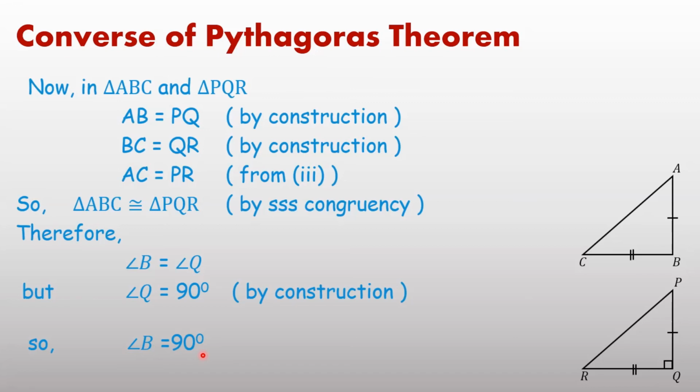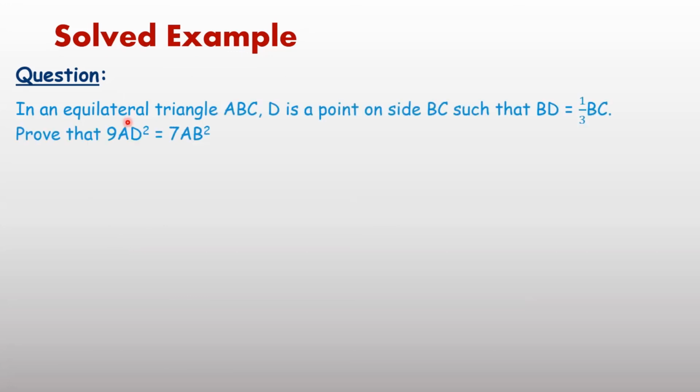Now next, some solved examples which are important on these theorems. First example: in equilateral triangle ABC, D is a point on side BC such that BD equal to 1 upon 3 BC, and you have to prove this result: 9AD square equal to 7 AB square.